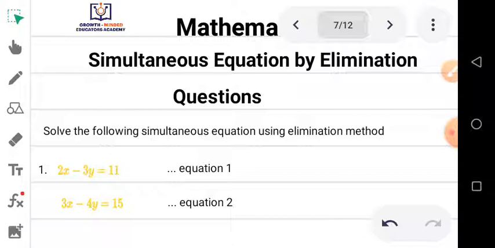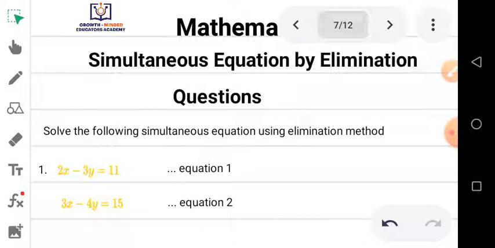So assuming in this particular case you want to eliminate x, you see that x is positive in the first equation and positive in the second equation. That's the same sign. So when you want to do it, you have to subtract one equation from the other. The reason we use subtraction is that before you can eliminate anything, they must have different signs. So when you subtract, it will change the sign of one of the equations: if it is positive it turns negative, and if it is negative it turns positive.